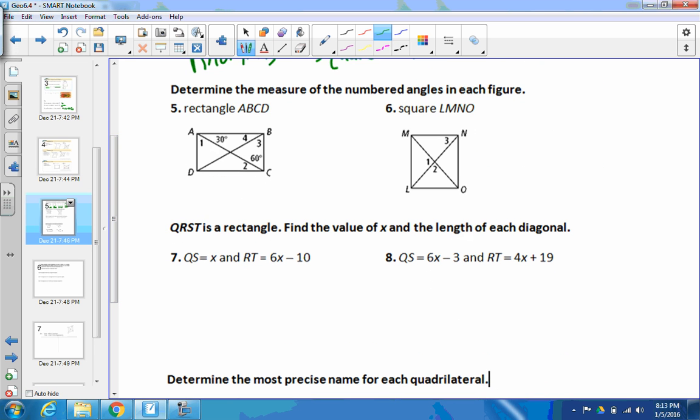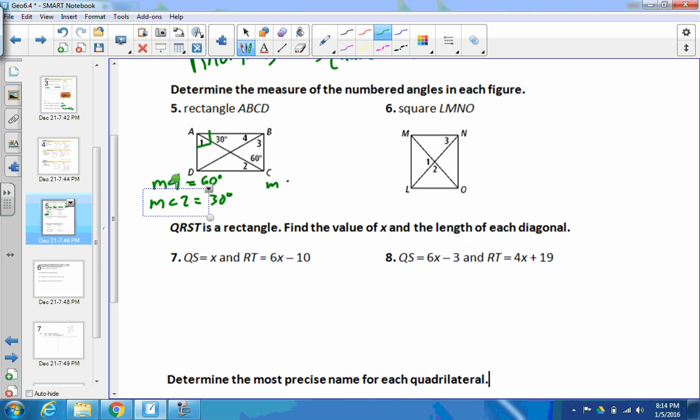Next section, determine the measure of the numbered angles in each figure. Well, if we look at it, it's a rectangle. For number 5, we need to figure out the measure of angles 1, 2, 3, and 4. The measure of angle 1: we know that 1 and 30 have to add up to this right angle of 90 degrees, so that would leave 1 to be 60 degrees. Now the measure of angle 2, same thing. Angle 1 is 60 degrees, so they have to add up to 90, so that one has to be 30 degrees.